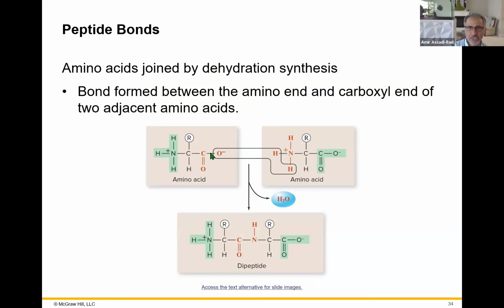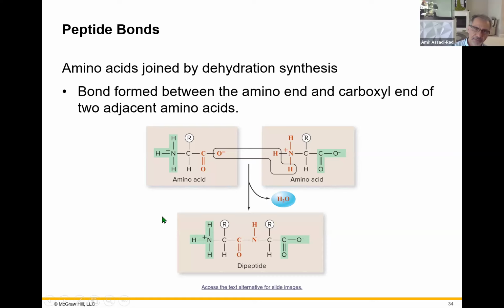It shares electrons. So the two hydrogens of the amino group of this amino acid combine with the oxygen of the acid group of this amino acid, and they're combined together, and that is the peptide bond right here. I'm pointing at it. This covalent bond between the nitrogen of the amino group of this amino acid and the carbon of the acid group of this amino acid forms a peptide bond. A peptide bond only happens in amino acids, nowhere else.